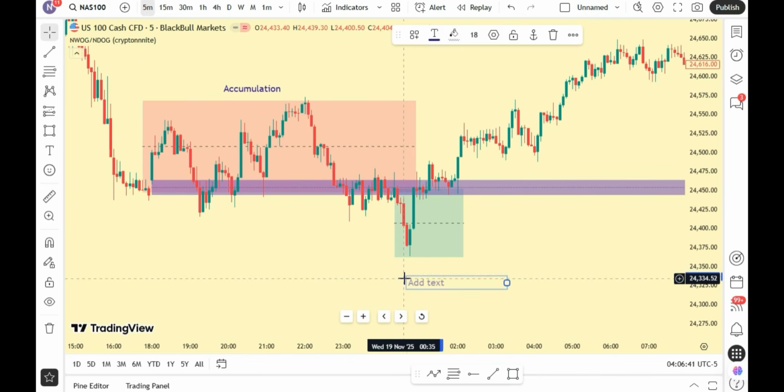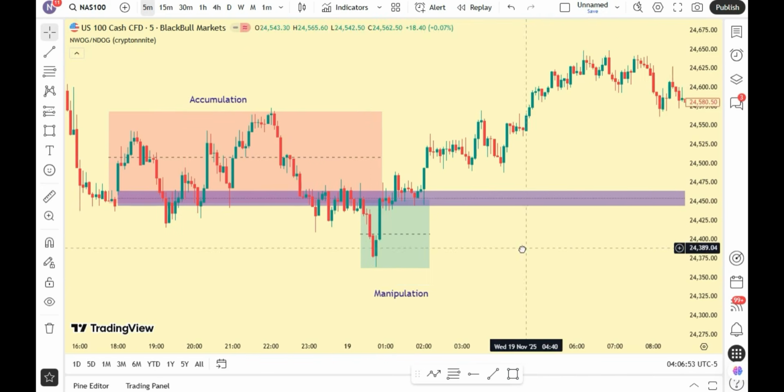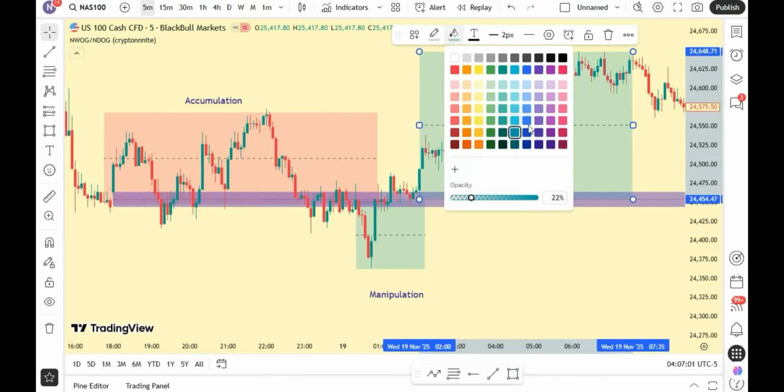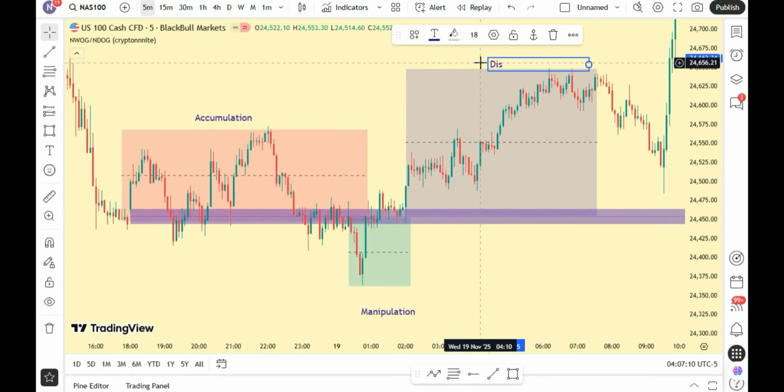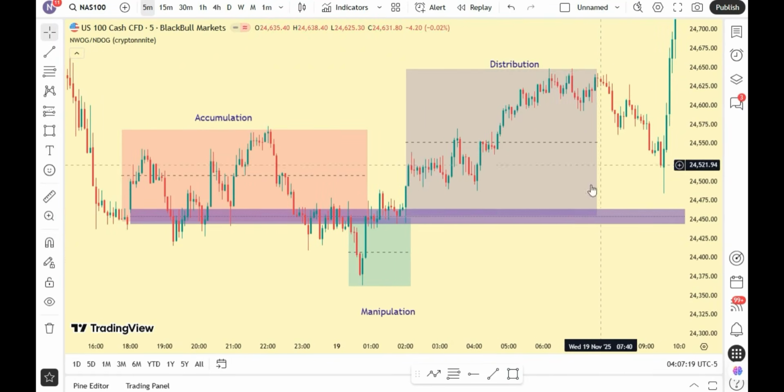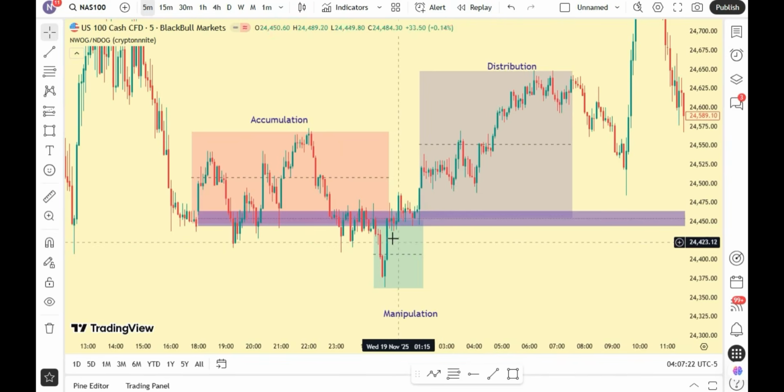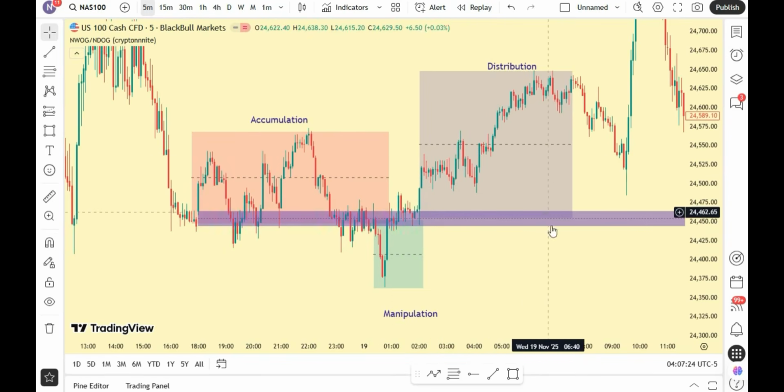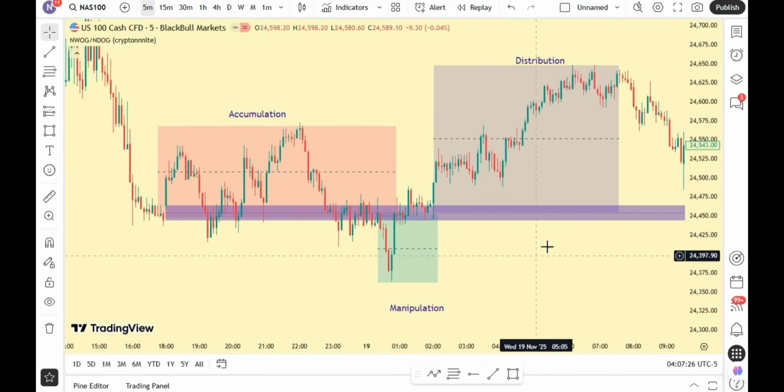From here we can look for SMT, and then trade to the upside, because this is likely to become a distribution leg. So that's another key use case of opening gaps. You can use them to spot manipulation, and then trade the distribution move that follows.